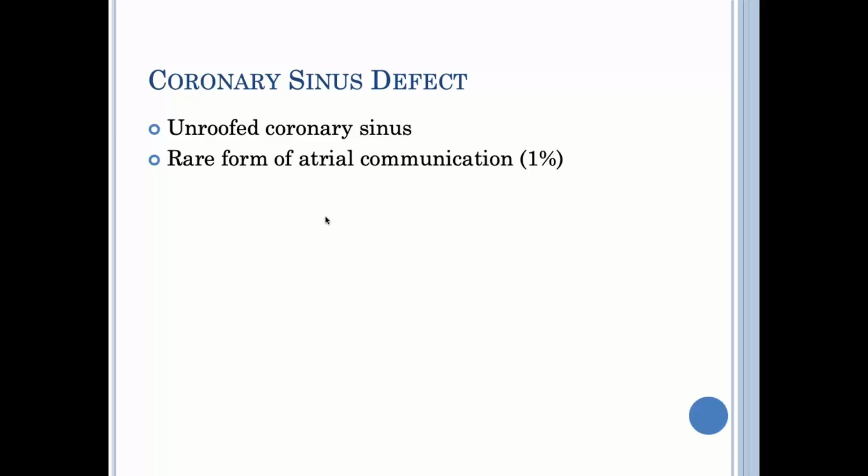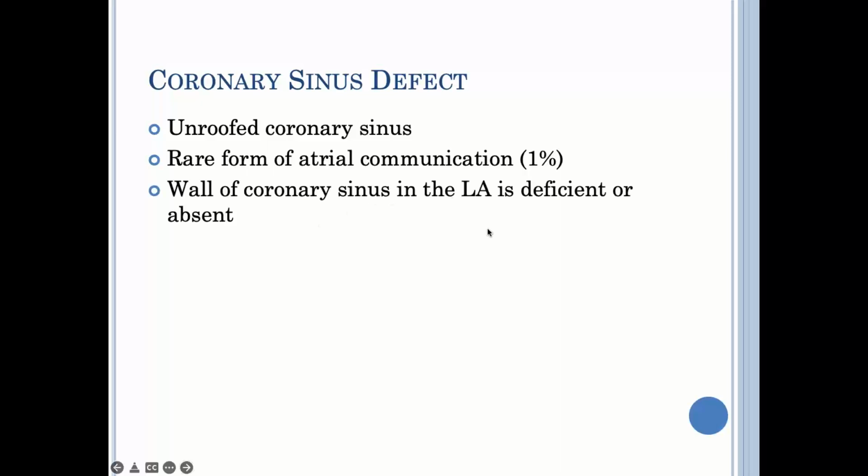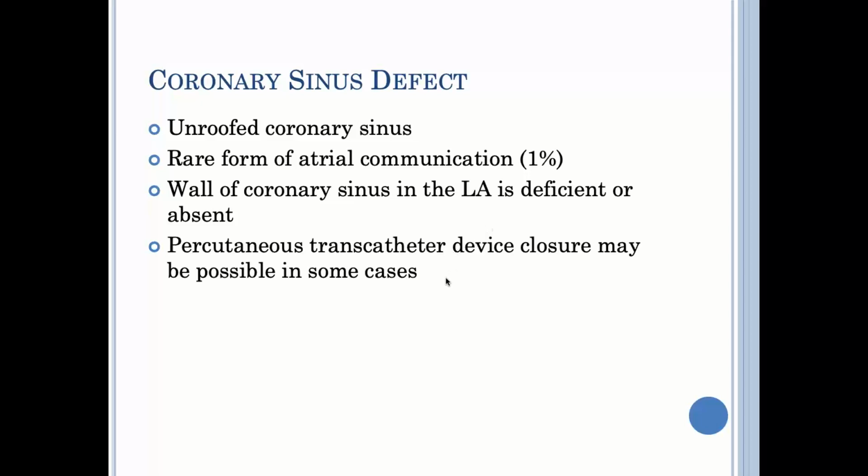It's also not technically a true ASD. The wall of the coronary sinus in the left atrium is usually deficient or absent. And again, this type of defect is not amenable to percutaneous device closures. Generally, they may be considered in some specific cases. That's beyond the scope of this talk.